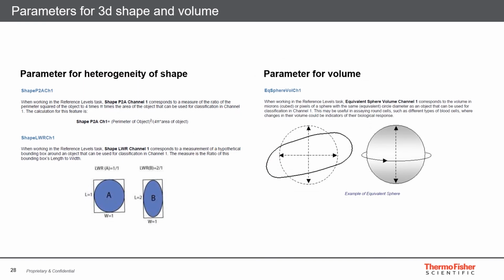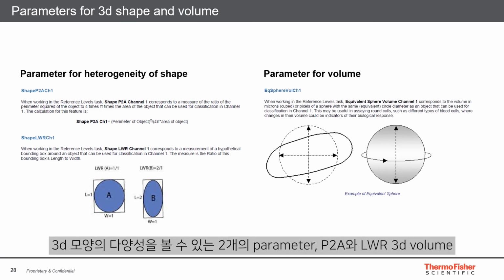The second one is shape analysis. We have three parameters for shape and volume. P2A, the ratio of perimeter and area of the object. LWR, length and width ratio of the object. In these two parameters, 1 means a very round shape, and as numbers go far from 1, it means the shape is going to non-round. The last one is the volume of the 3D sample.